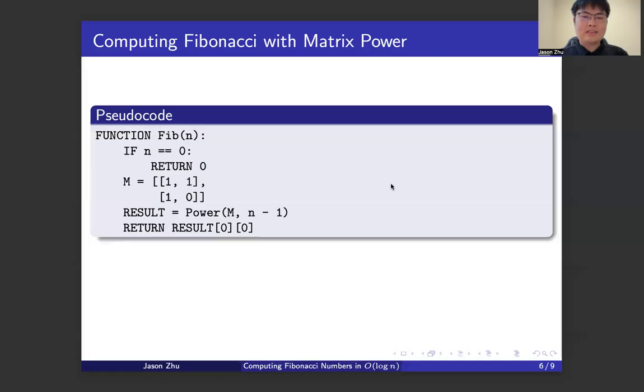So using that fast power, we can construct our Fibonacci algorithm, which has the base case where n equals 0 and we return 0. Then for the following terms, we define the matrix M, apply the fast power, and simply return the top left element. And that is the algorithm for the fast Fibonacci calculation. The time complexity is O(log n), and its space complexity is O(1).